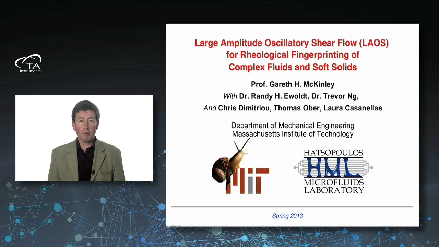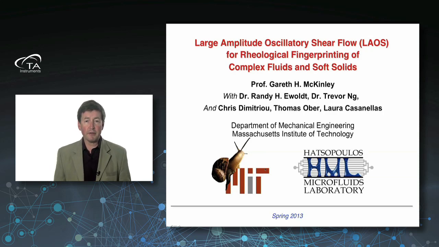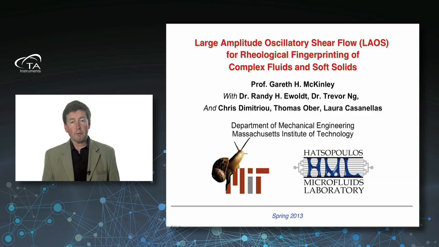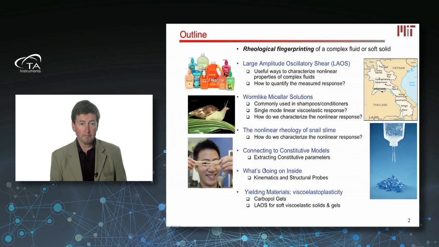The idea I want to get across to you is that you can use this as a way of characterizing not just the linear properties of a material, but also the nonlinear properties of the material. And you might develop what I call a unique rheological fingerprint, a unique identifier of a particular material. This is work that's been going on in my group at MIT for about the last 5 years, primarily with Randy Ewalt and Trevor Ng, as well as a couple of other graduate students.